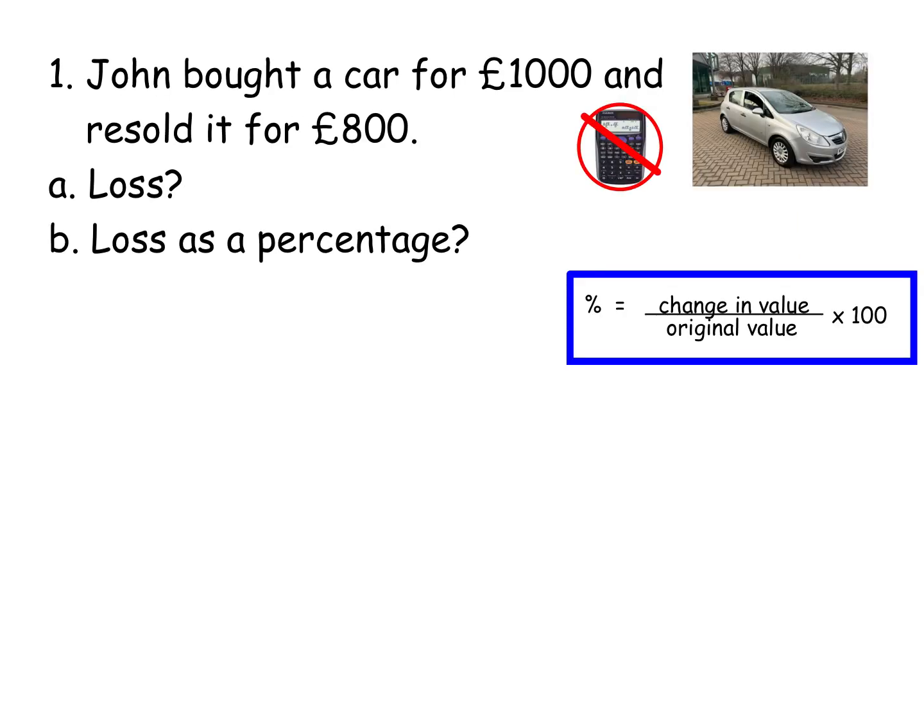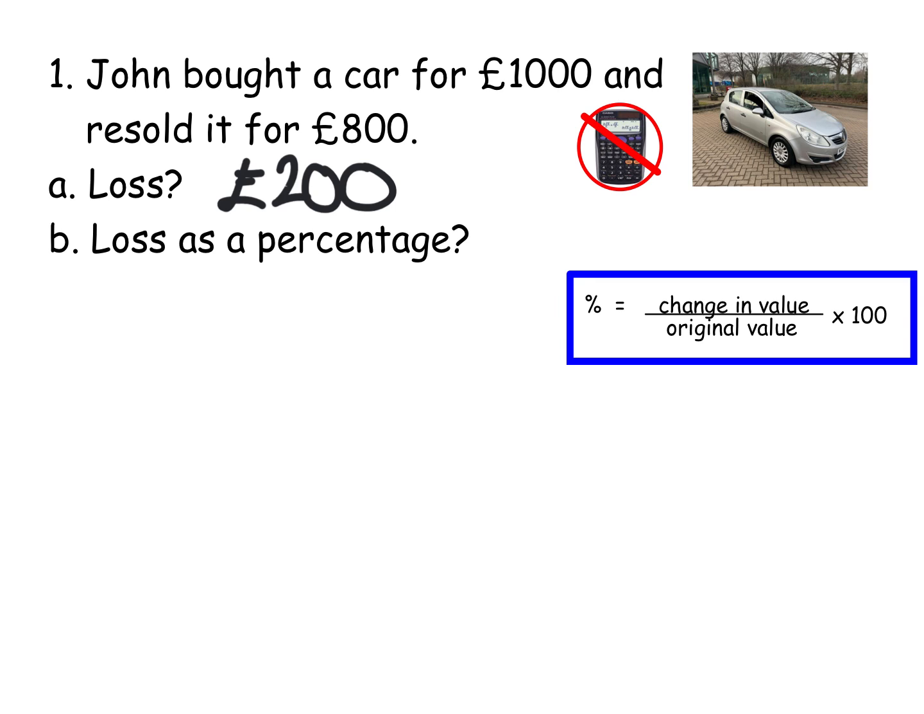Number one. John bought a car for £1,000 and he resold it for £800. So, did he make a loss? Obviously he did. He sold it for less than he paid. So my first question is, how much did he lose? Well, he clearly lost £200 on this car. Not a huge deal. He only paid £1,000. He's only lost £200 on it. Not the end of the world.